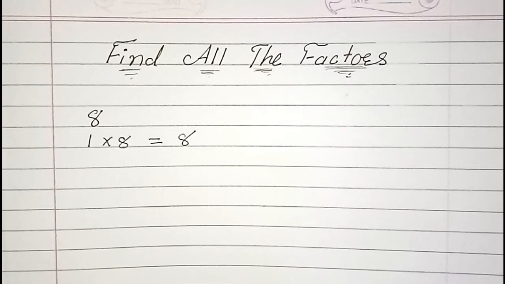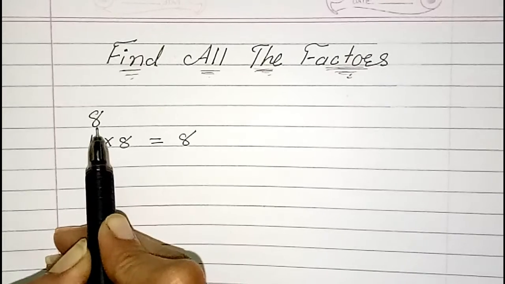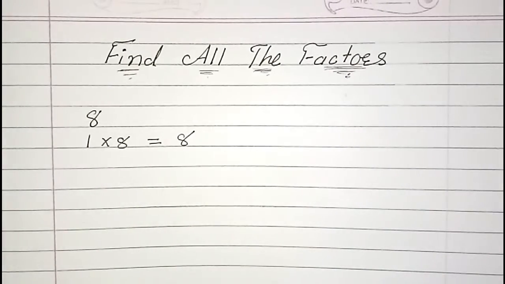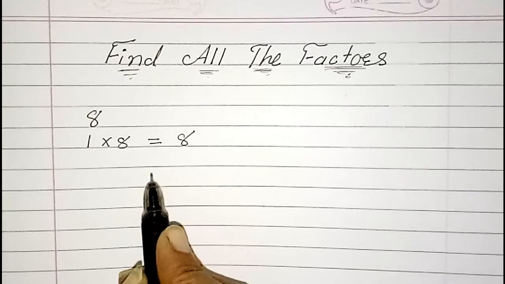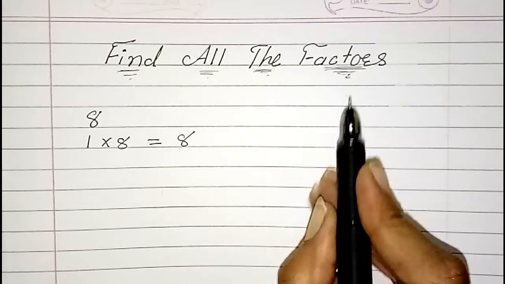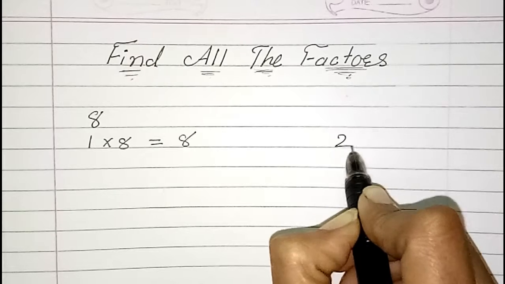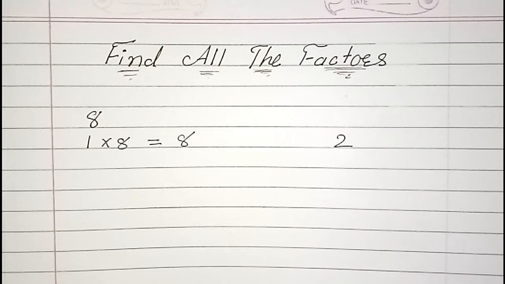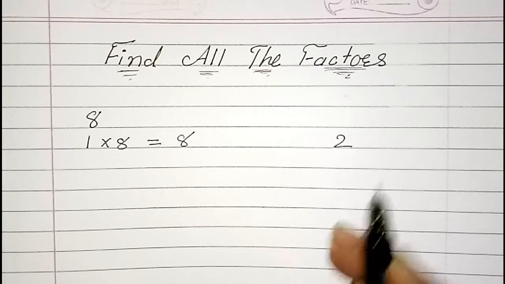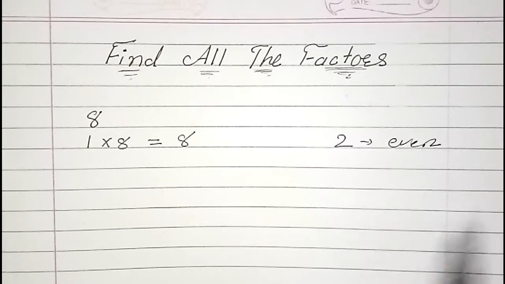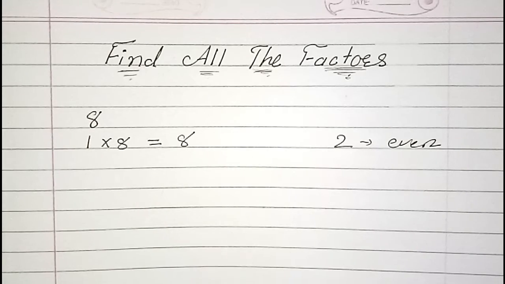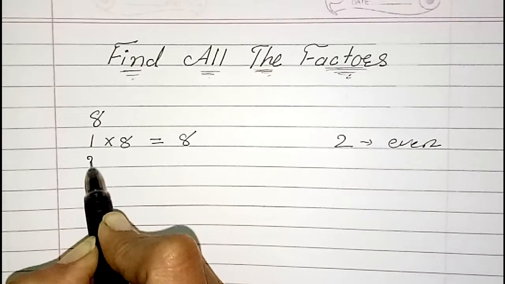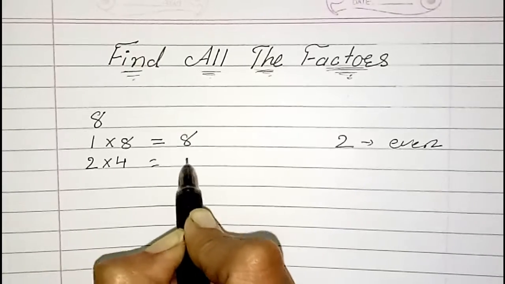Now we know the divisibility tests. For 8, we will start from 1 and see the tables from 1 to 9. In that we will start with 2. We know the divisibility test of 2. Can 8 be divided by 2 or not? To see, the digit should be an even number. 8 is an even number, so yes, 8 can be divided by 2. In 2's table, 2 fours are 8.